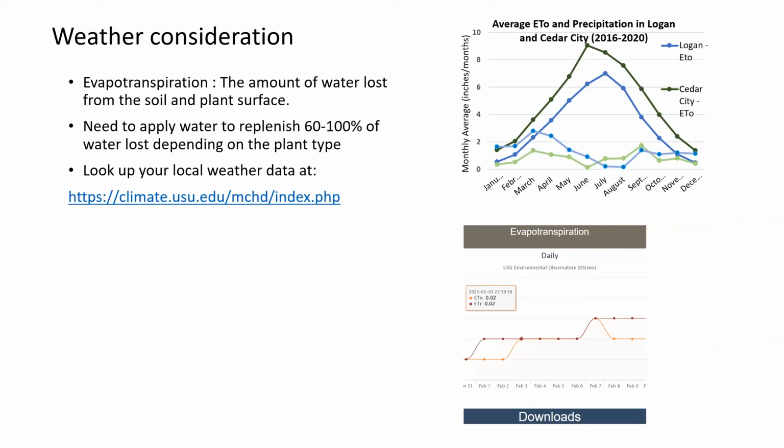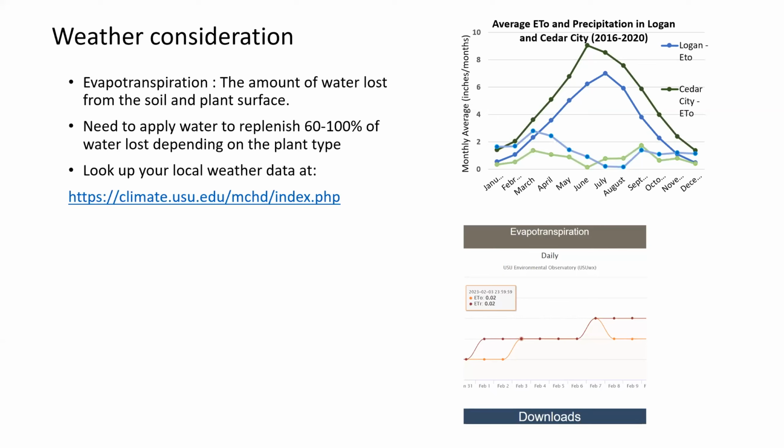Now, the weather consideration. We need to apply enough water to supplement the evapotranspiration. That's basic, right? So when we are applying water, we need to consider the evapotranspiration. Evapotranspiration is the amount of water that's lost from the soil and the plant leaves. So that's the water that's gone off the soil. So when the plant needs water, it's gone. So we need to apply water to replenish that evapotranspiration factor in the soil.